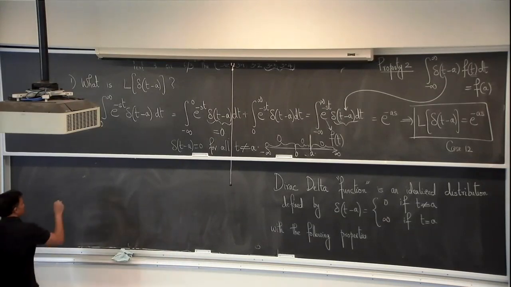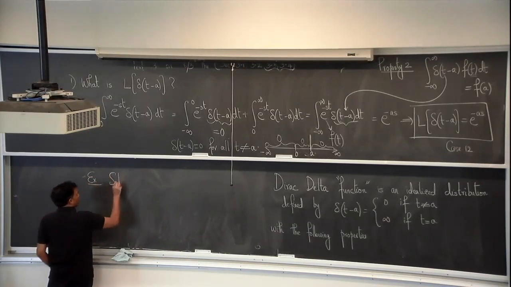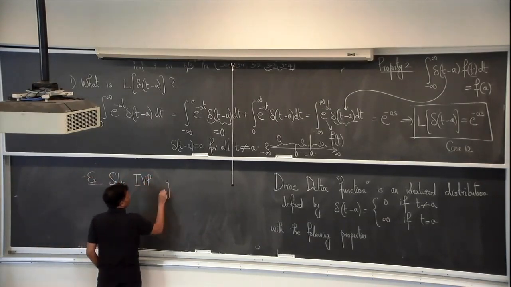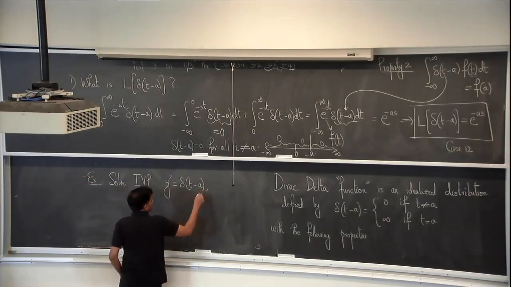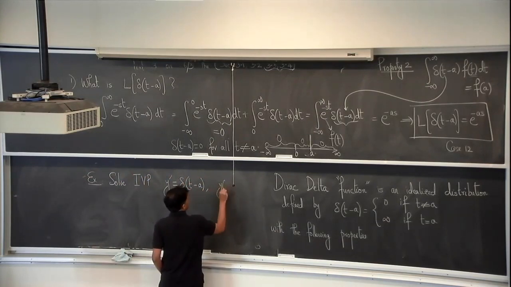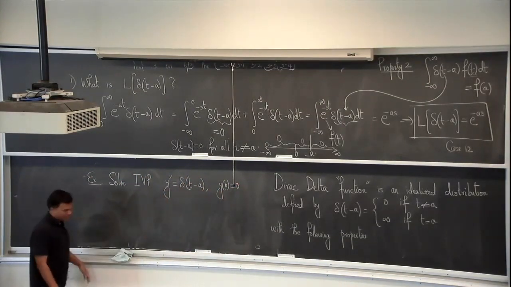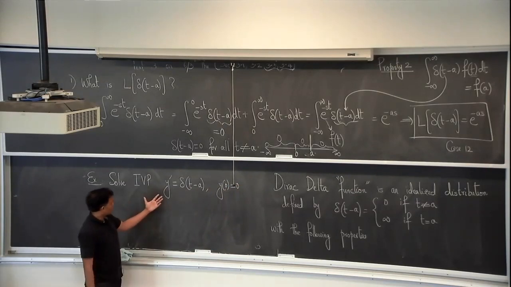Okay, so let's solve this problem here and try to get some idea about what's going on. Solve the initial value problem: y prime equal to delta of t minus a, where y of 0 equal to 0. I'm trying to find the integral of the delta function, or what function when you take the derivative would give you the delta function.